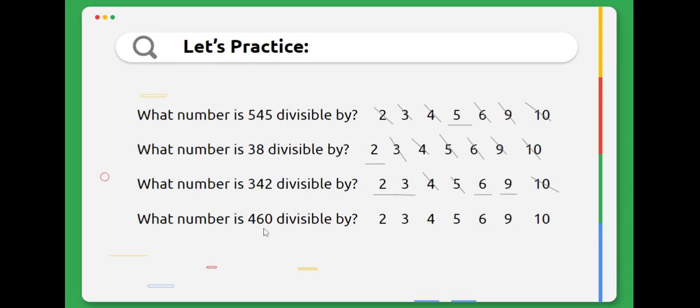All right, the next one, 46, ends in a 6, so 2 is going to work, right? Let's add them up. 4 plus 6 is 10 plus 0. Nope, 3 does not work. 60, does 4 go in there? Yes, it does, because if I do 4 times 15, I get 60. It ends in a 0, so 5 works. Can't be 6 because I didn't do 2 and 3, so 6 doesn't work. It equals 10, so 9 doesn't work. Ends in a 0, so 10 works.